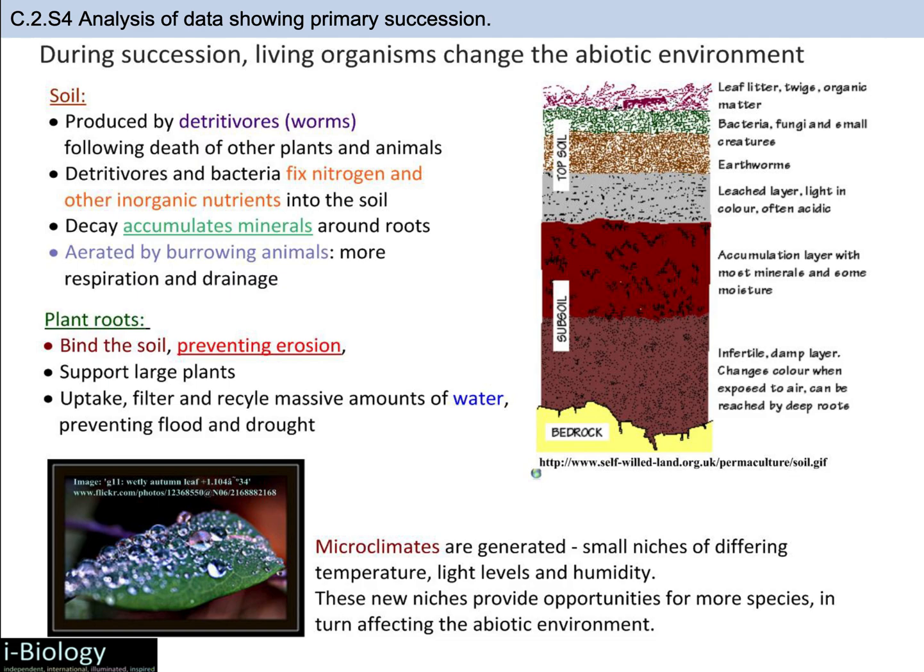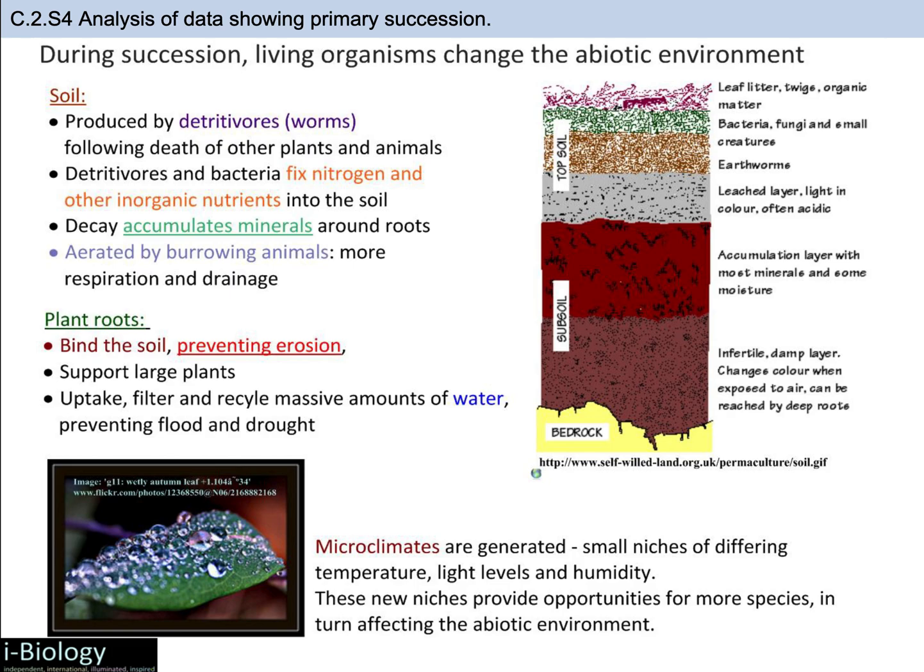During succession, living organisms are going to change the abiotic environment. So those non-living things, those nutrient levels. So living organisms help add to the soil. So soil produced by detrivores. So remember, decomposers are what's producing that healthy, nutritious soil. So produced by detrivores like worms following death of other plants and animals. Detrivores and bacteria fix the nitrogen in the soil, like the inorganic form, and change it into a form that can be used by plants.